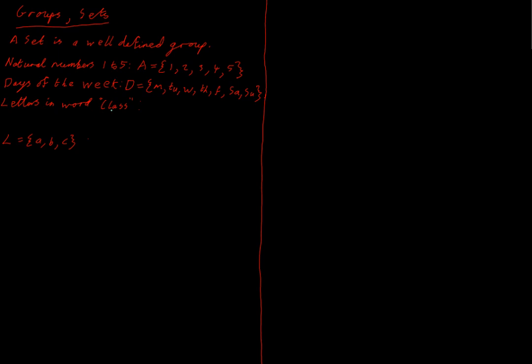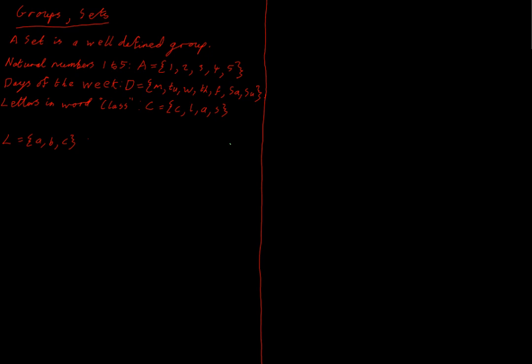Now let's have a look at our next group. We have the letters in the word class. Well, this is nice. We can see all of the elements in our group. We don't have to think about it too much. So let's call that set C or group C. And I'm going to open up a curly bracket, and I'm going to write down the letters of the word class, which are going to be C, L, A, S. And I'm going to stop there.